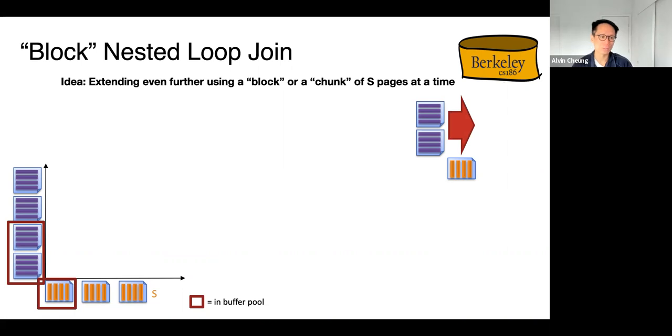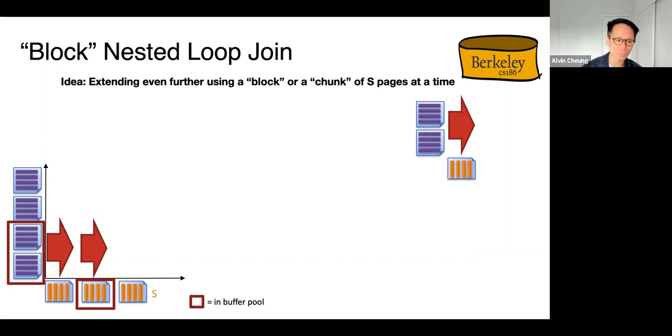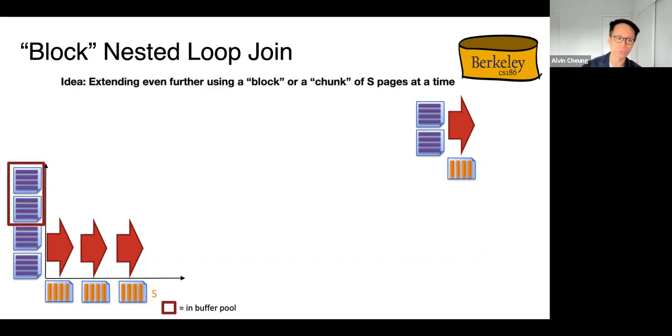So pictorially, we will first load in 2 pages of R, process all those tuples against the first page of S, and then after that, we load the next page of S, and process all those first 8 tuples of R against the second page before moving down to the last page of S. After that is done, we move on and load in the next 2 pages of R, and do the same kind of processing again by first iterating through the first page of S and so on. This is the idea of block nested loop join.